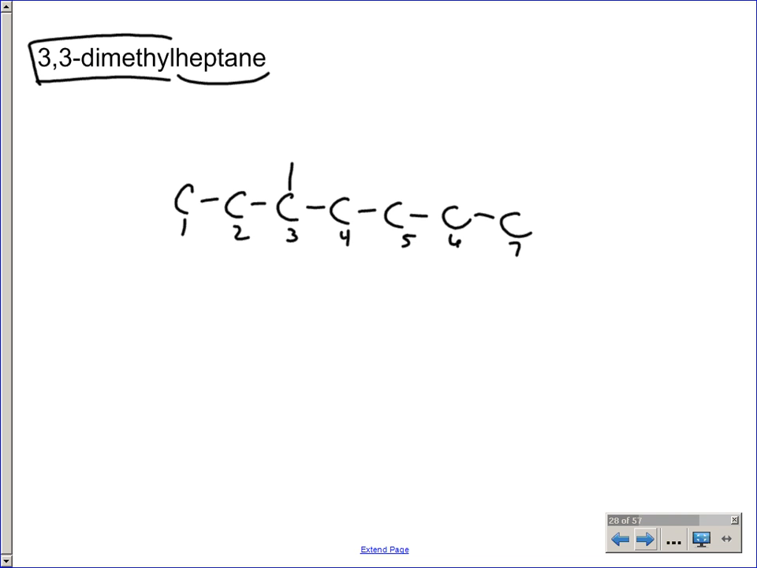The third carbon has been filled up with two substituents. The rest of these carbons are naked still. They need their hydrogens around them. So we need to go ahead and add those.